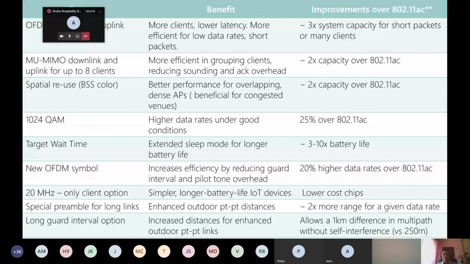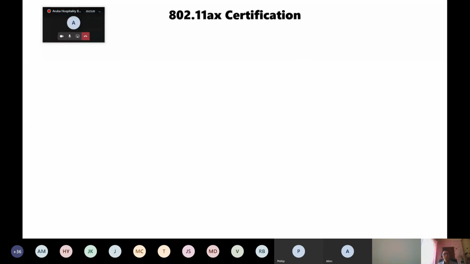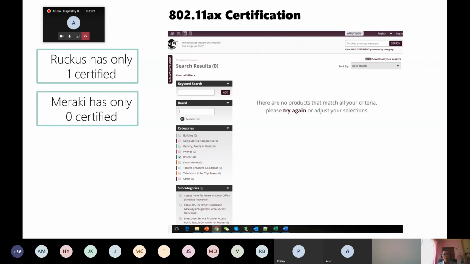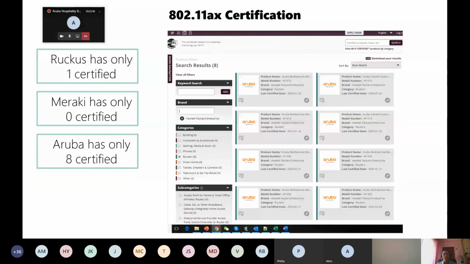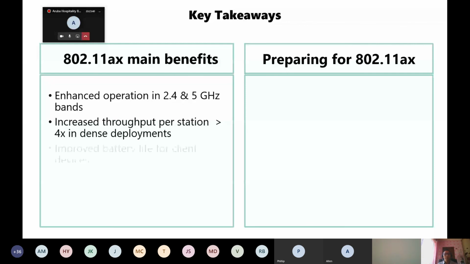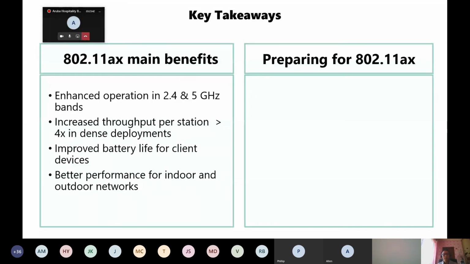Now, certification-wise, today Ruckus has only one model certified for Wi-Fi 6. Meraki has 0, and Aruba has 8. So Aruba is the only vendor that has all APs fully certified with the Wi-Fi Alliance. Now, there are some key takeaways for Wi-Fi 6: you will enjoy better throughput per station, per user in dense deployments. So you're going to get a much better user experience with density.